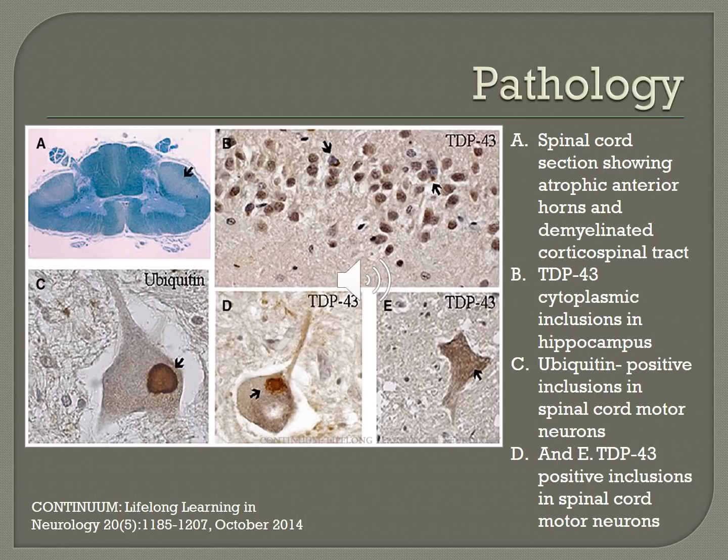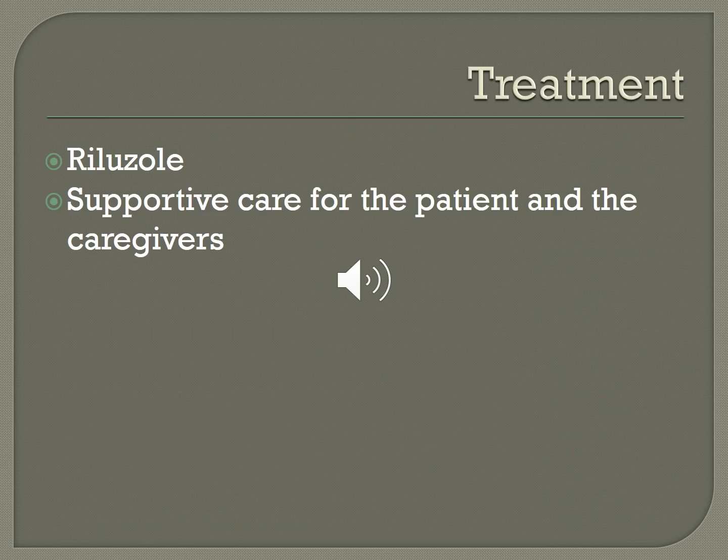In segment B, D, and E, you can see TDP43 inclusions, which is one of the protein pathological hallmarks of ALS. Ubiquitin inclusions are also pathognomonic for ALS, so TDP43 and ubiquitin, those are the two abnormally accumulated proteins that are involved in ALS. So there's only one FDA-approved medication for ALS at this time, and that is riluzole.